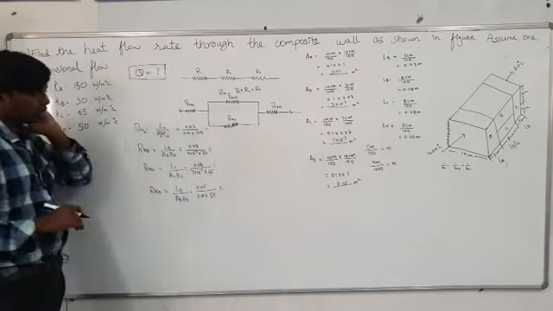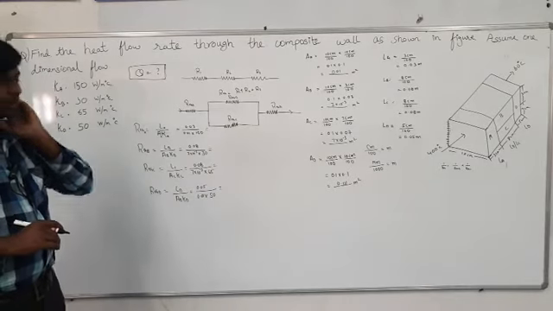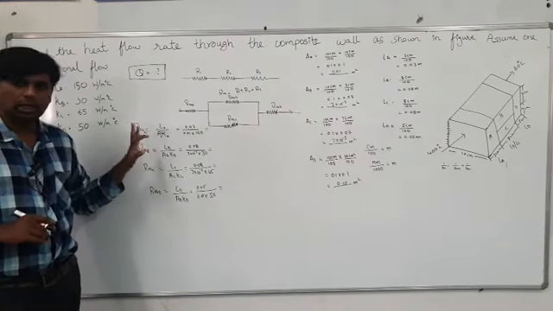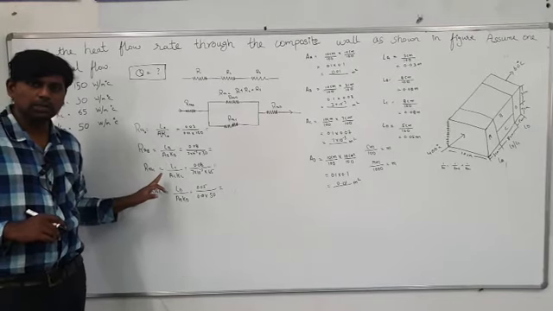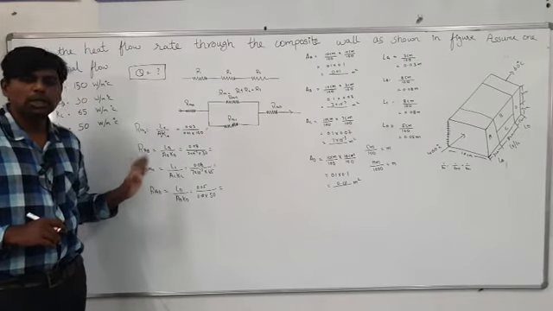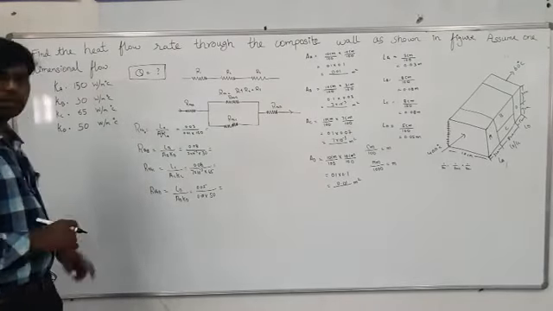Now you have got all the values LA, KA, AA, and like that in terms of B, in terms of C, and in terms of D. After that, what you have to do with the help of the calculator?